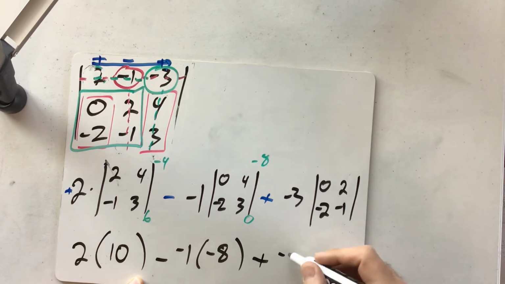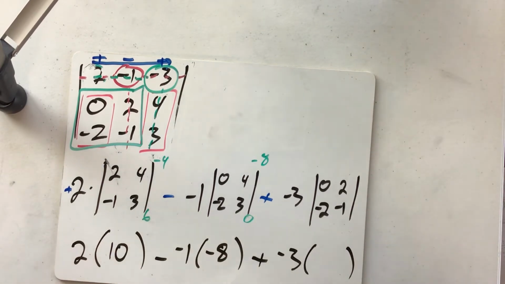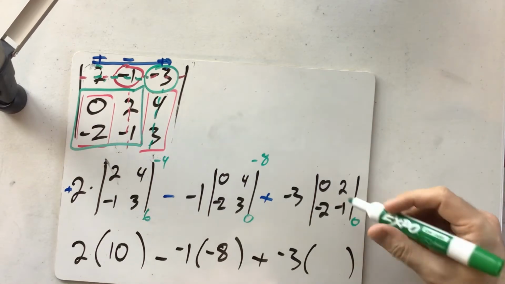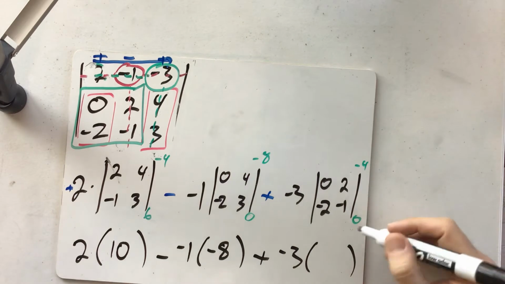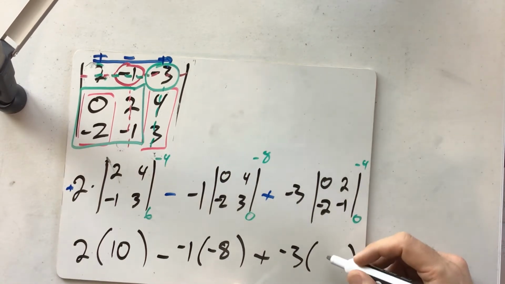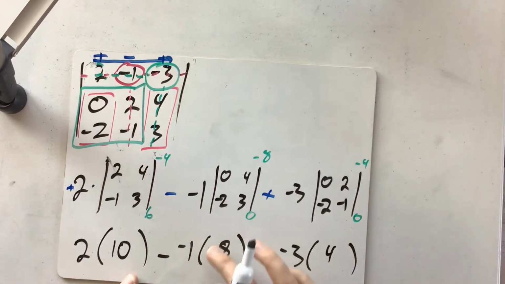And then finally, negative 3. And then what's left over here, we've got a 0 and a negative 4. So this ends up being 0 minus negative 4. And so this is a positive 4. Oh, this one should have been a positive 8.